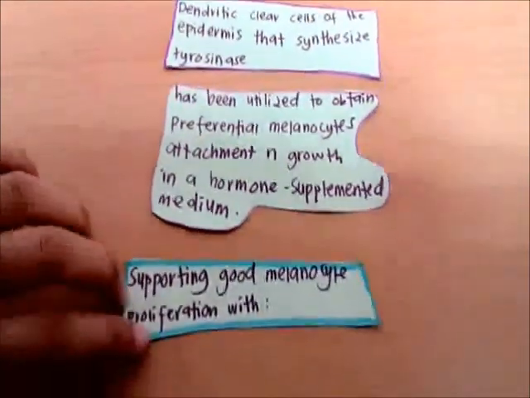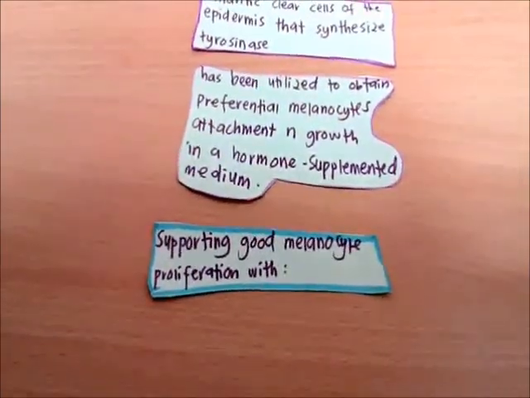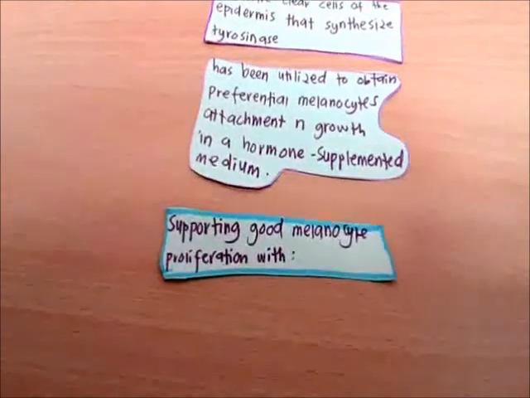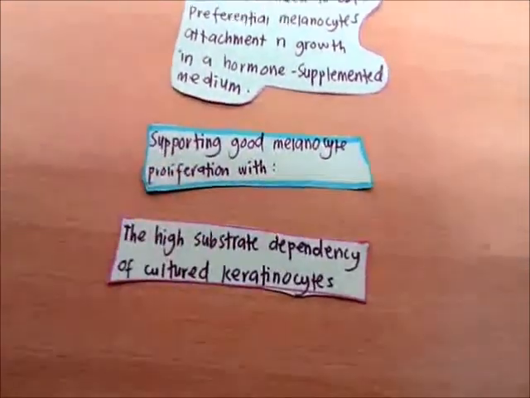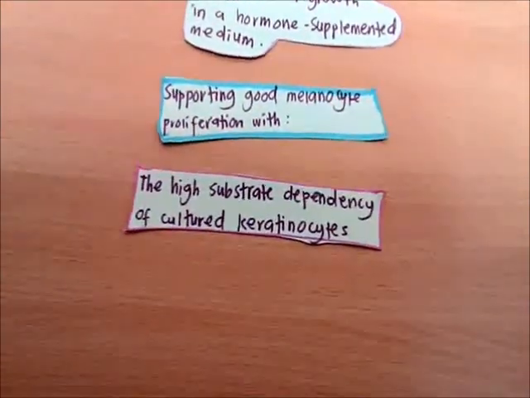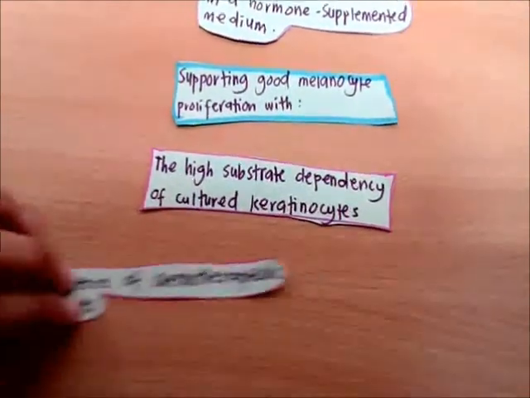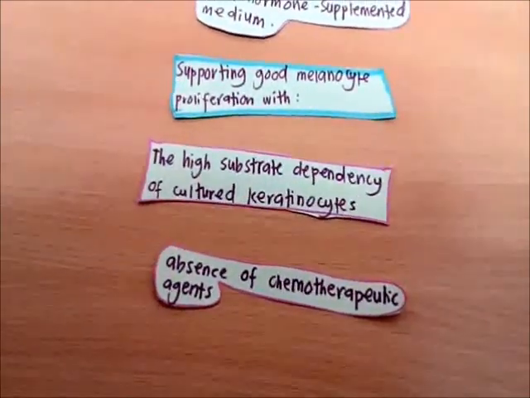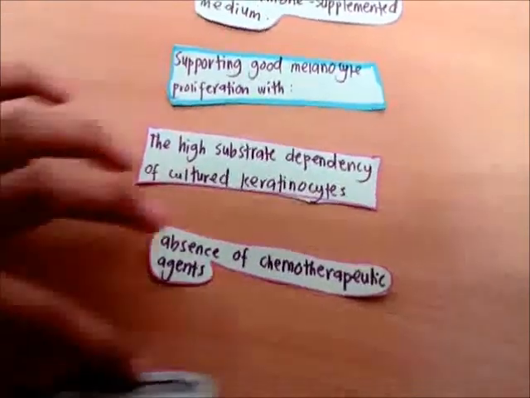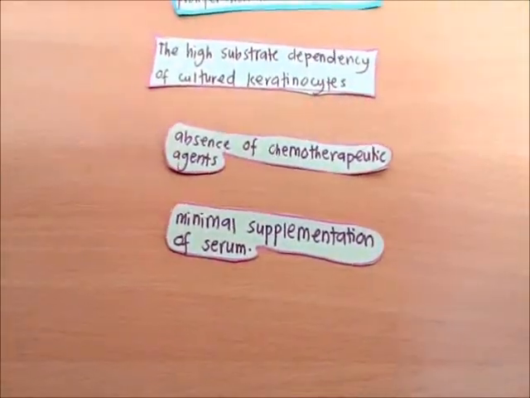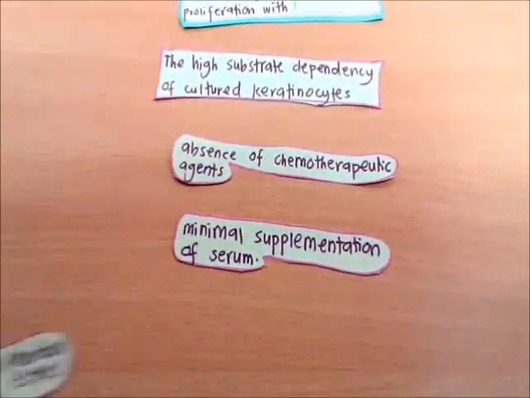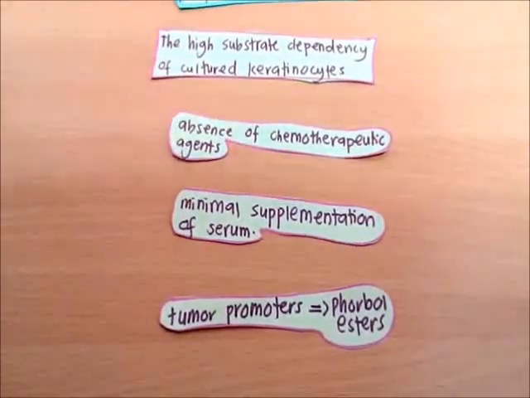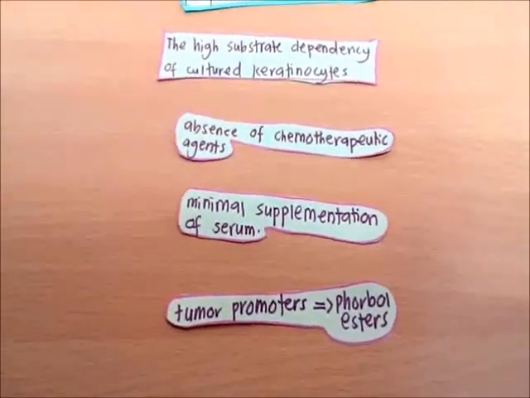The conditions supporting good melanocyte proliferation are a high substrate density of cultured keratinocytes, absence of chemotherapeutic agent, minimal supplementation of serum, and lastly, tumor promoters, which is phorbol ester.